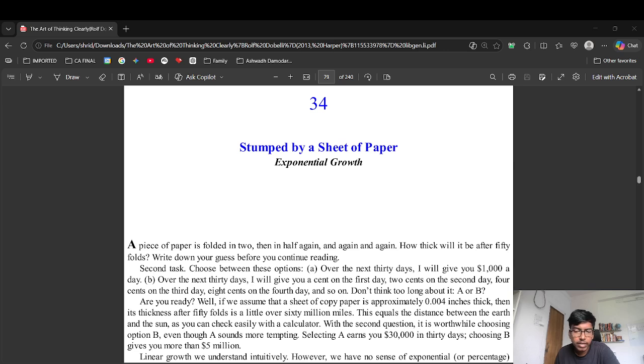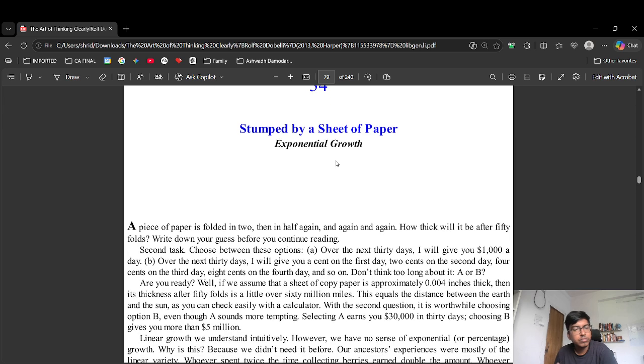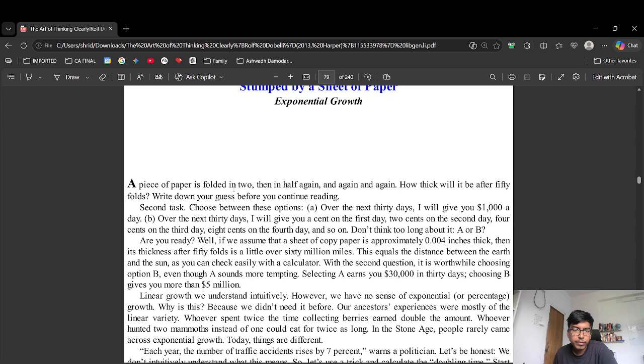Okay, so let's start. The chapter's name is Stumped by a Sheet of Paper: Exponential Growth. So basically, let's read. A piece of paper is folded in two, then in half again, and again and again. How thick will it be after say 50 folds? Write down your guess before you continue reading.